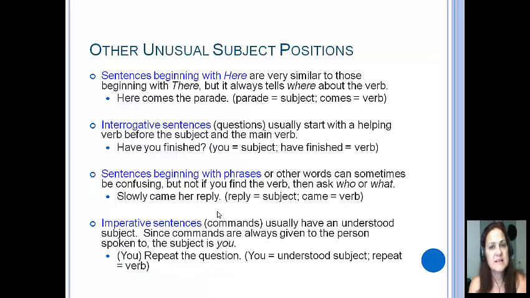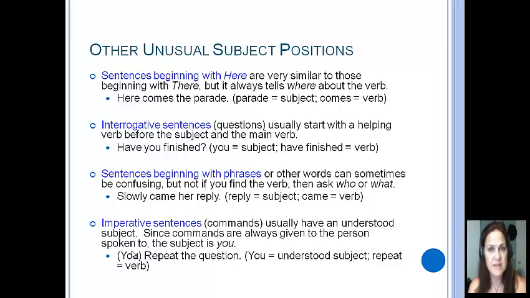The command is repeat the question. And one person is looking directly at another and they say repeat the question. And we know that there's an understood you with that because it's an imperative sentence. And note how it's written when you write it down. It's in parentheses. So repeat is my verb, who repeats, and you repeat is my subject.